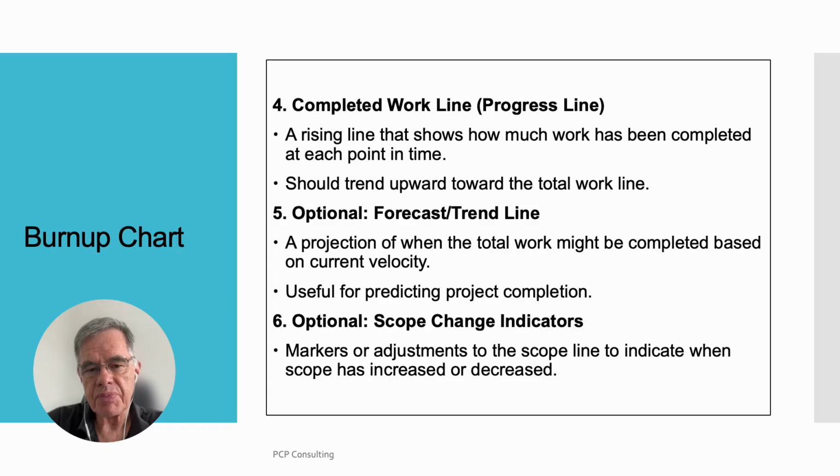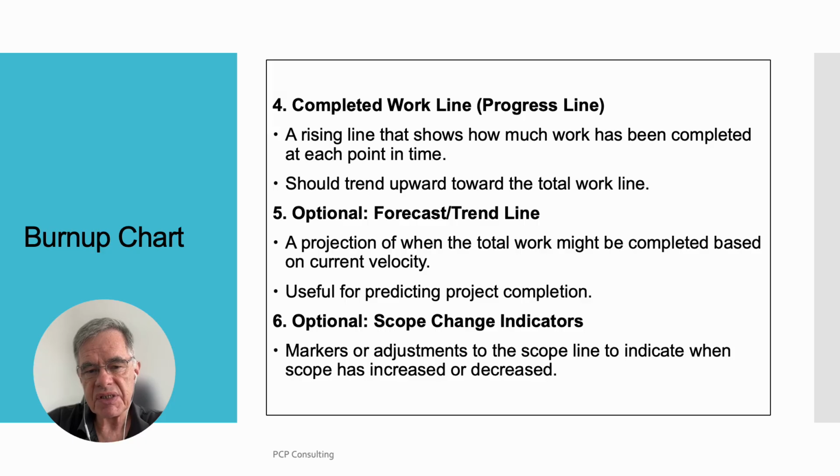Completed work line or progress line. A rising line that shows how much work has been completed at each point in time. Should trend upward toward the total work line. Optional: forecast trend line. A projection of when the total work might be completed based on current velocity. Useful for predicting project completion.